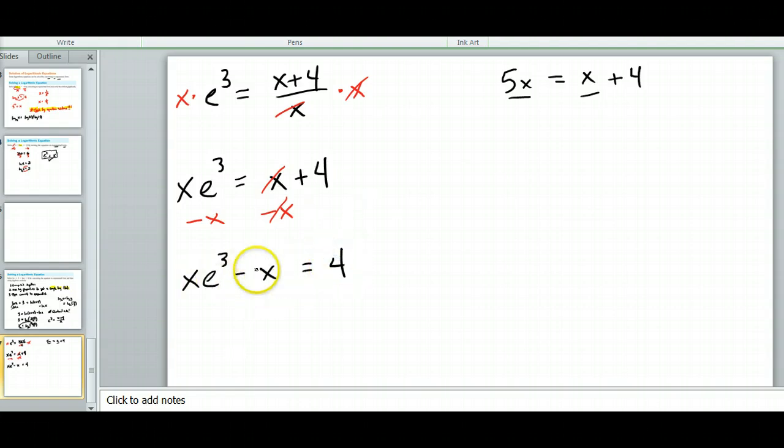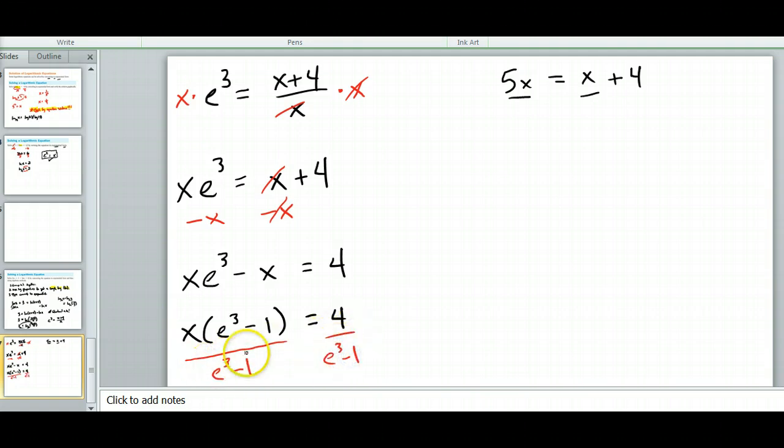Now, after you've done this, this is when it behaves differently than something where everything's nice and hunky-dory with whole numbers. We need to factor out this common x. It's common to both. We factor it out. We get x times e cubed minus 1 equals 4. And then finally we've got just a single x in the equation. This is always your goal, to get a single x in the equation and then divide away anything that's being multiplied to it. So e cubed minus 1, e cubed minus 1, that's gone. And we get our solution as x is equal to 4 over e cubed minus 1.